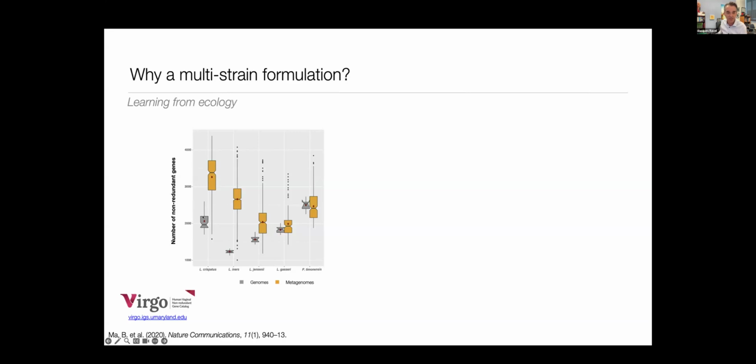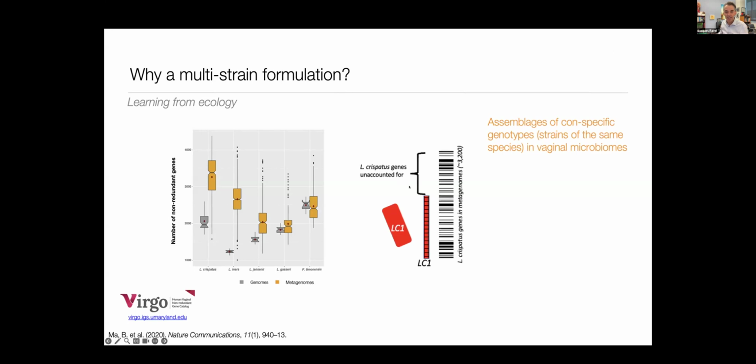Lactobacillus crispatus has about 2,000 genes on its genome. So if you have one strain of crispatus, you should have about 2,000 genes. But in reality, we have a bit over 3,000 genes, which means that in the context of the pangenome, there are multiple strains of that species that coexist, each bringing genes that are not in the others. This is what we call an assemblage of conspecific genotypes, meaning strains of the same species that exist in the vaginal microbiome. So the idea is that if you have one genome, one strain, then you're only representing about 60%, maybe 50%, of the entire set of functions present in that environment, in that metagenome.